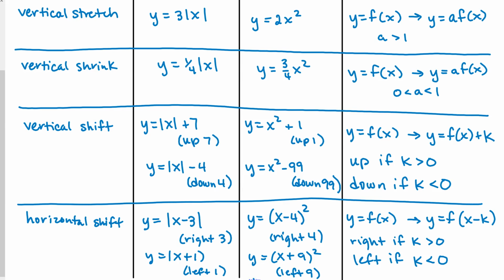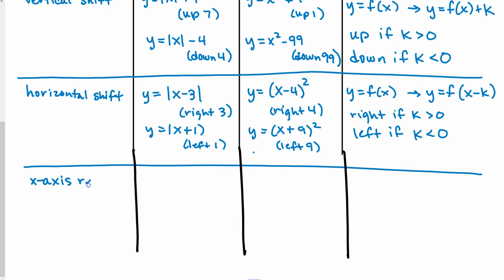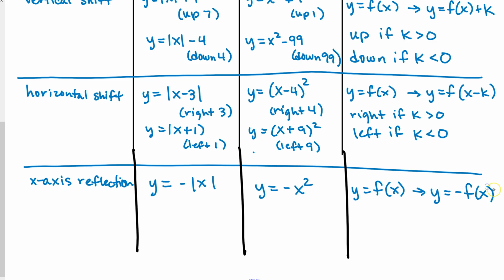And then let's also throw in there the reflection across the x-axis. Okay, so an example would be y equals the opposite of the absolute value of x. And of course you could combine it with other changes, so you might have a negative 2 there, or a negative 9 there, or something like that. Or you could have y equals the opposite of x squared. And in general, y equals f of x is changing to y equals the opposite of f of x. And that's going to reflect it across the x-axis. All the positive y values become negative, and all the negative y values become positive.